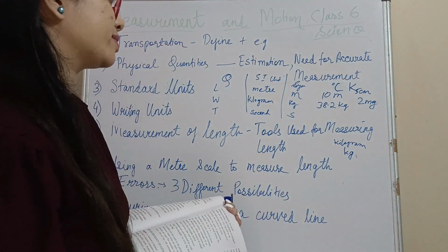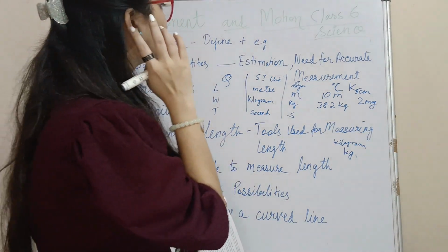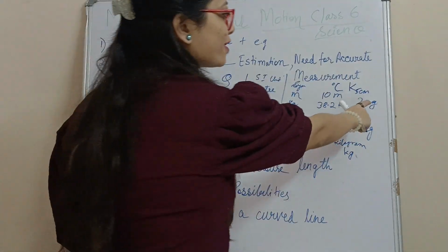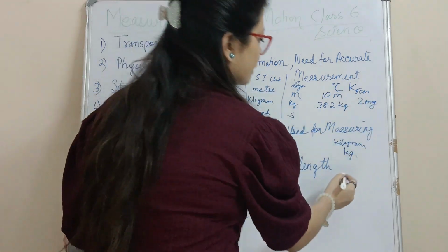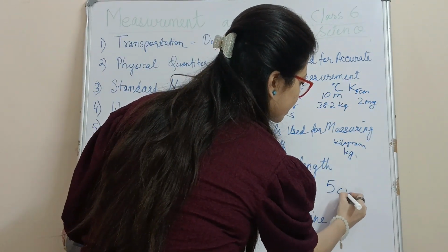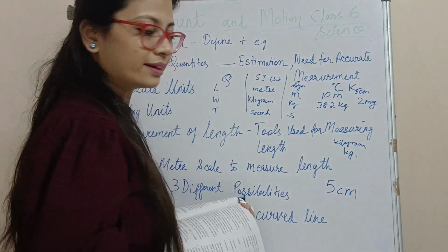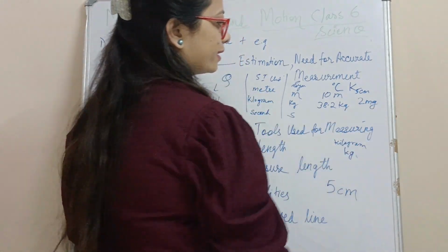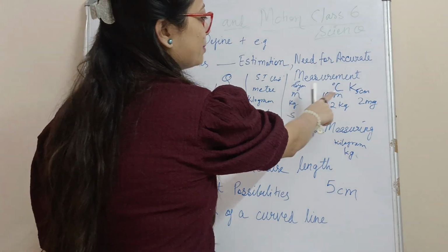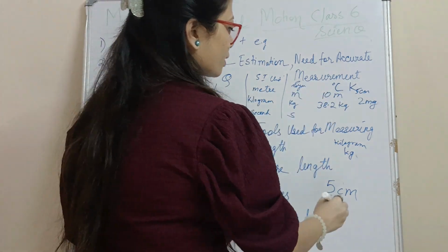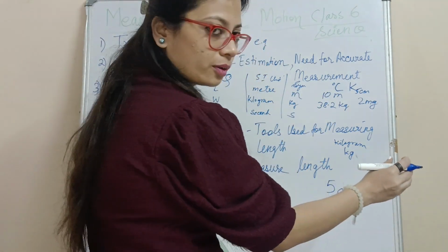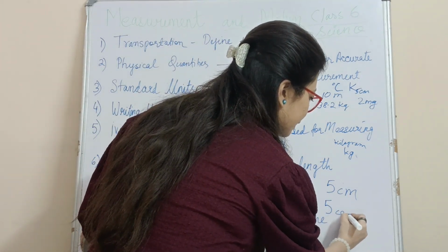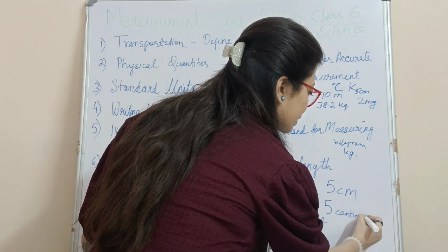One thing I want to explain. Suppose, for example, I have written 5 cm. Have I written a plural? No, I have not added any s. In mg, I did not add any s. In 10 m, I have written no s. But when I'm writing the full form, that is centimeter, we will write 5 centimeters.